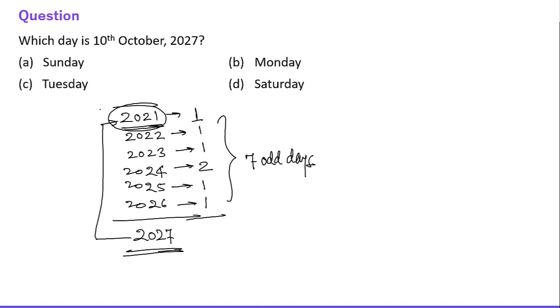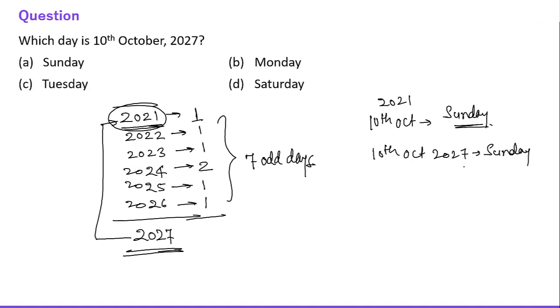So today is 10th October 2021, and 10th October 2021 is Sunday. So 10th October 2027 is also Sunday, right? So 2021 and 2027 have the same calendar. You can do this question like this, or if you don't want to solve it like this, you can solve it with another approach also.